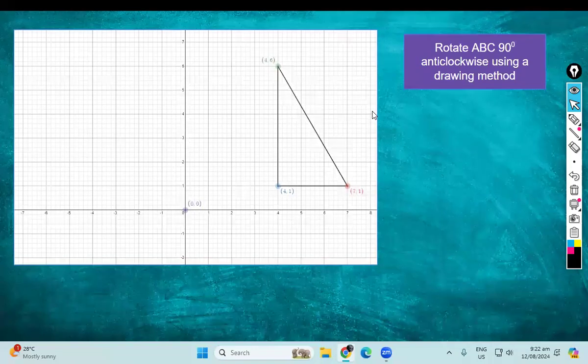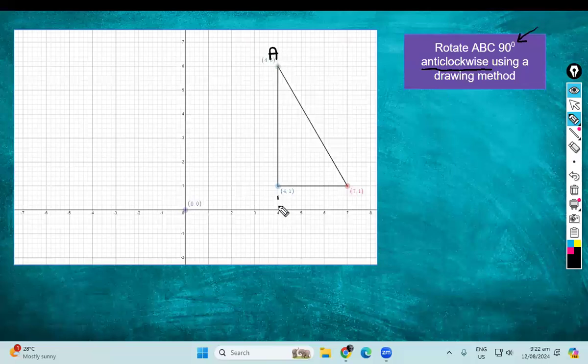Suppose you want to do this particular question, and you want to rotate this triangle by 90 degrees anti-clockwise. The examiner tells you that the center of rotation is the origin, but says I don't want you to use a matrix method. I want you to use a drawing method. So how would you do this question? First of all, you have to get a ruler and a pencil.